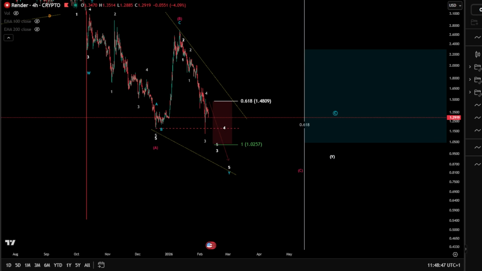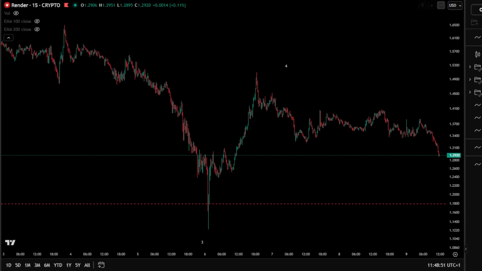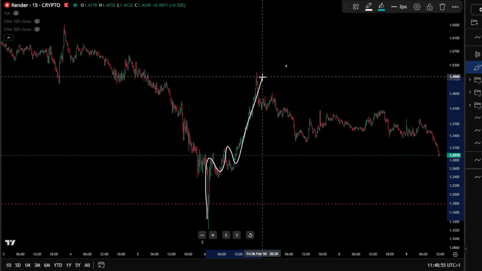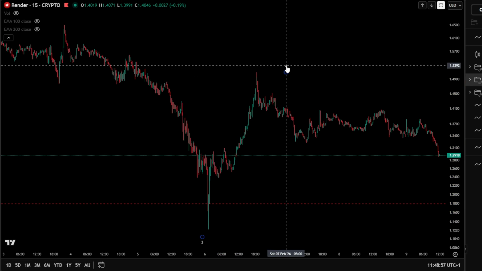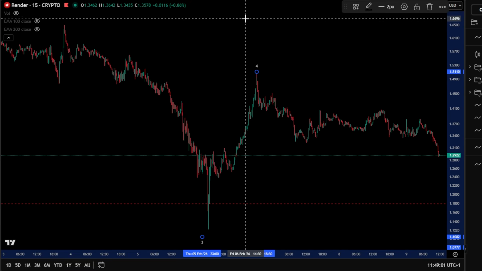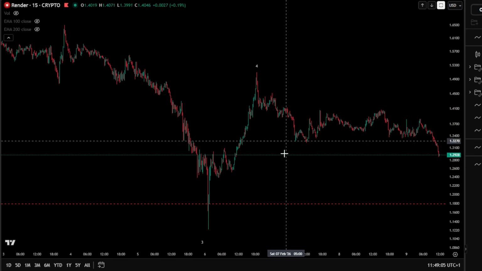On the 15-minute chart as well, we see a lot of weakness. We didn't see any kind of continuity here for an impulse. It is definitely a corrective wave there. A zigzag, A, B, and a C potentially finished. The wave C is a 1, 2, 3, 4, and a 5, with a very short wave 4 even.